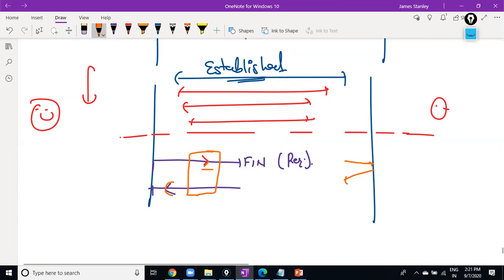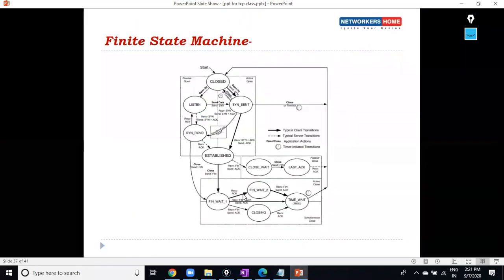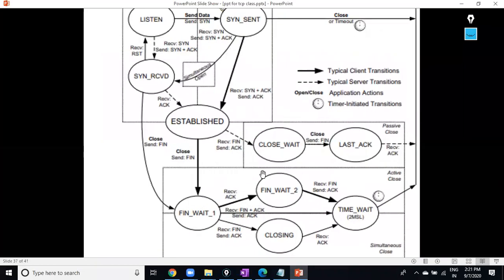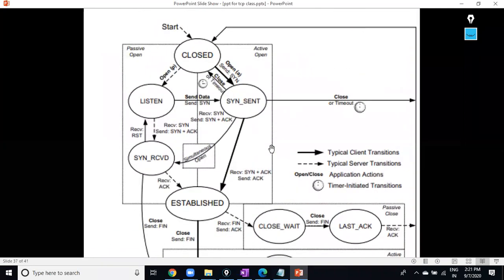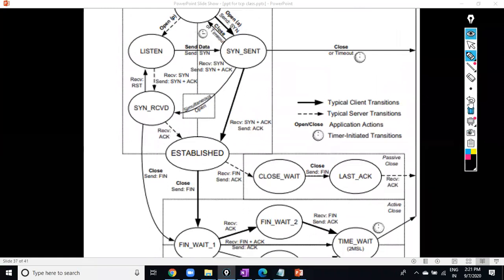So you can consider it as an active open also, or as a passive open also. Okay, up to you. So we will discuss what happens when we are sending the FIN request. So see, two options from here. The first is FIN receive, or second is send FIN out.